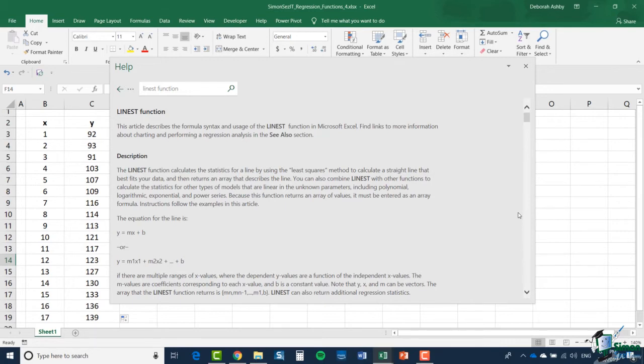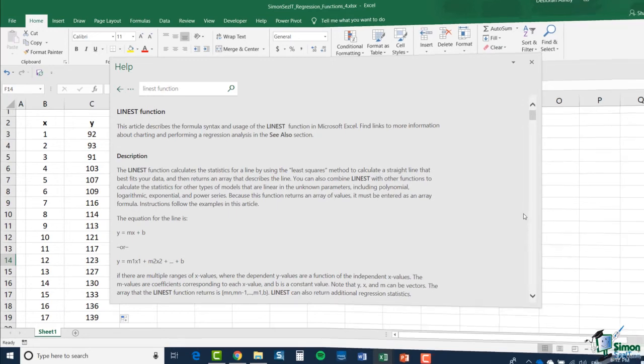So as it says there, you can include polynomial, logarithmic, exponential, and power series relationships. Now this has to be done in a particular way, and there is more information about this in this help topic. I'm not going to cover that in this course, but you may be in a situation where you have a relationship that is not a simple linear one, where there is some element of it that includes one of those other types of relationships. Well, Linest can cope with that kind of situation as well.